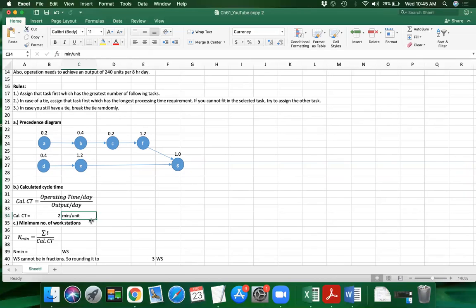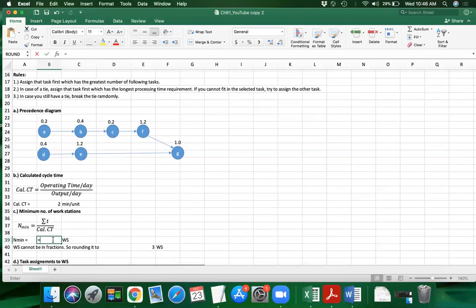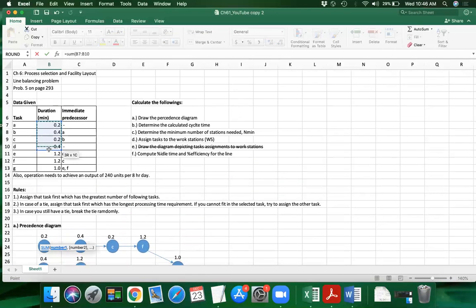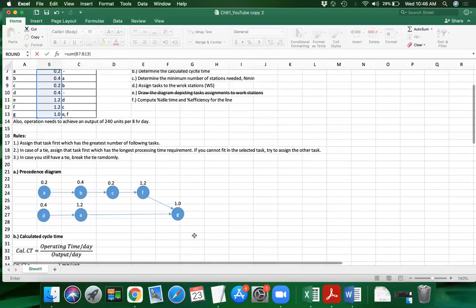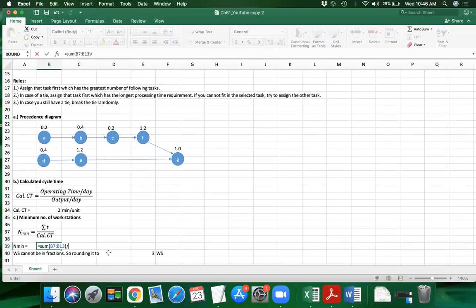Once we have the calculated cycle time, we can find out how many workstations we're going to need, just a minimum number of workstations. So in actual assignment, it could take more, but how would you calculate the n minimum? Minimum number of workstations will be given by total task time divided by calculated cycle time. This will be equal to the sum of my task times, which are all these tasks here, close parenthesis, and then we'll divide it by calculated cycle time, which is 2 minutes.